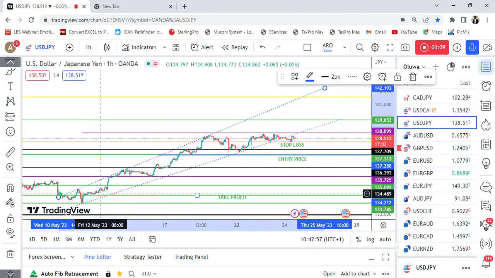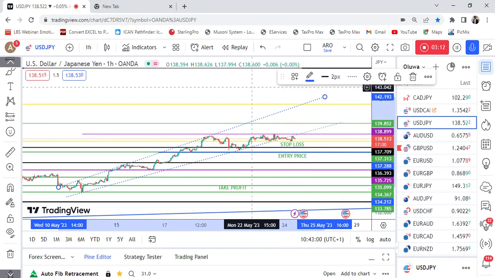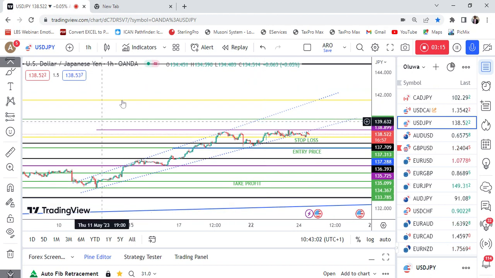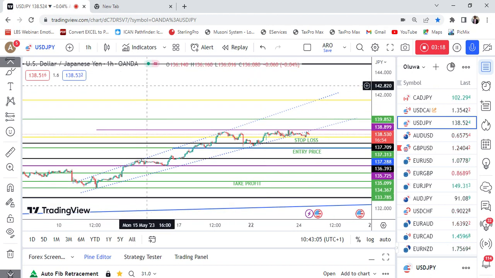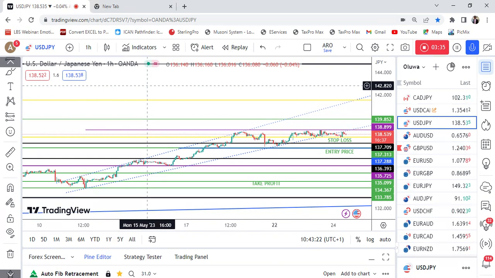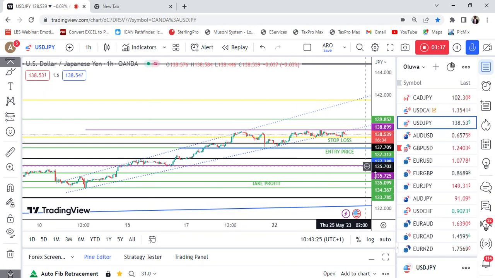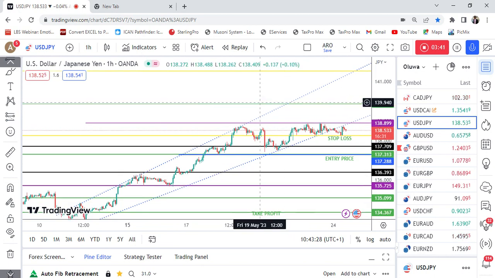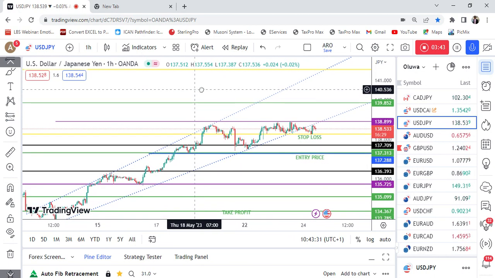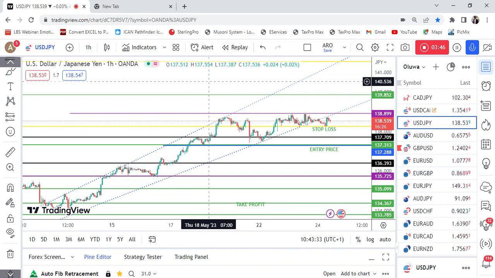Like for instance, this particular pair now, you can see that presently on the 1 hour time frame, the market is in an uptrend. So it gives us a clue that we will be looking for a buying opportunity. On this particular pair, which is USD JPY, we are looking for a buying opportunity. And what are the things that we need to know? What is the path of least resistance?